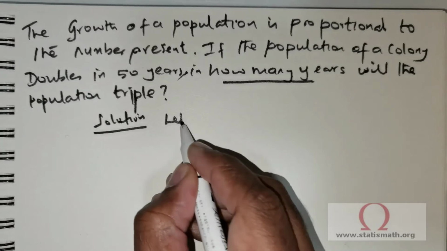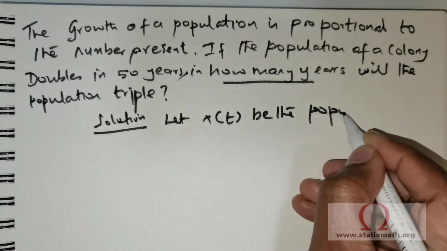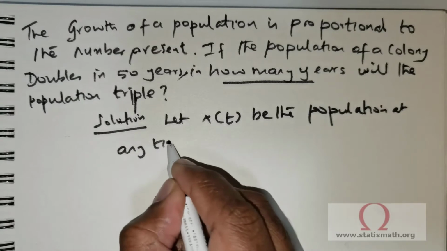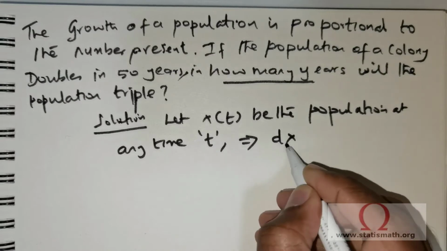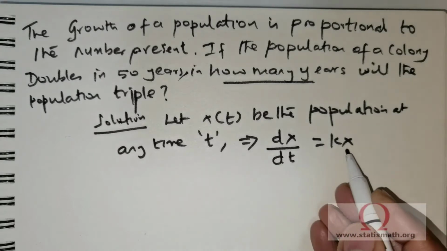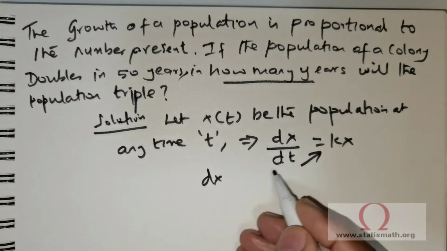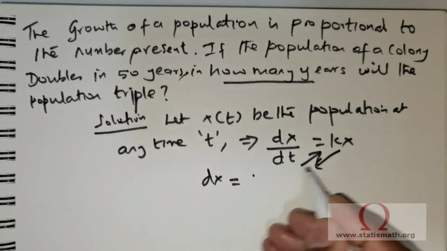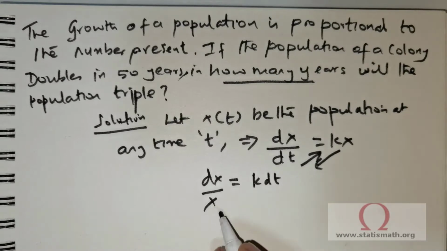Foremost, let us take x(t) be the population at any time t. This would mean the change in population dx over dt is going to be some constant times kx. Now, using the techniques that we have studied, I can rewrite this as dx over x, I can bring the x down and move the dt to the right. So I've got something like this.